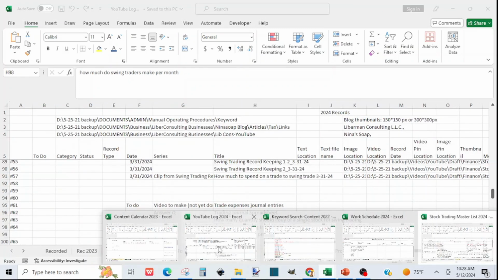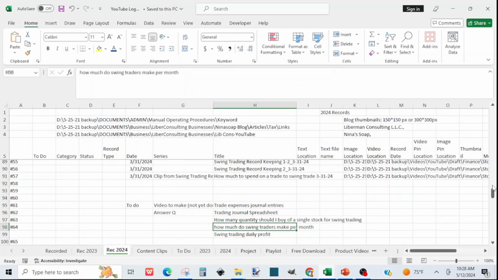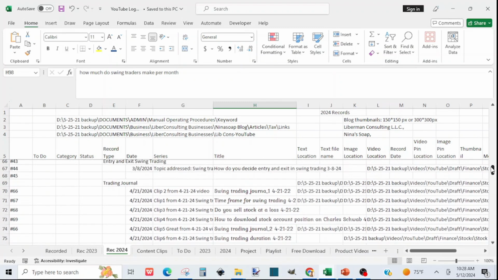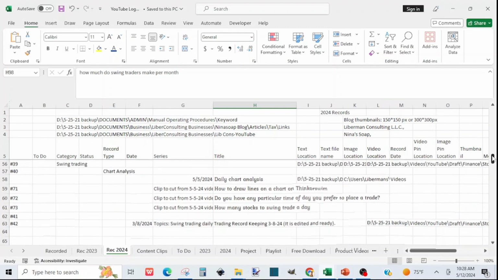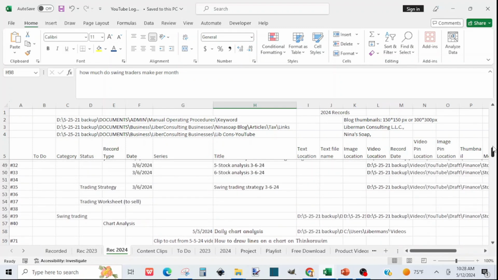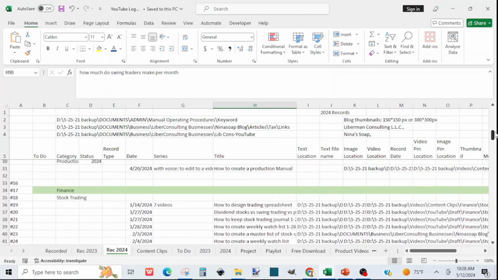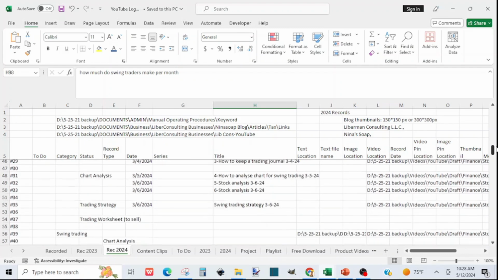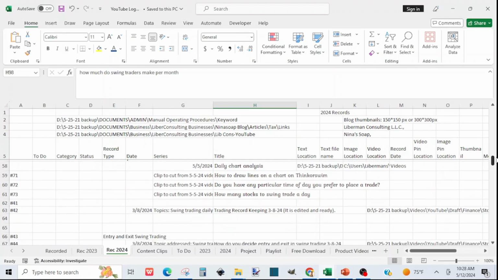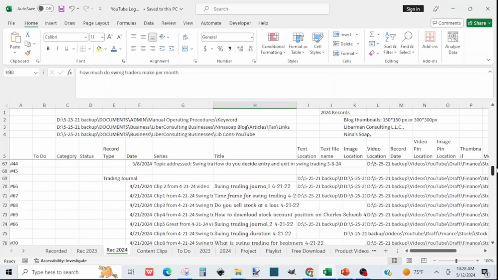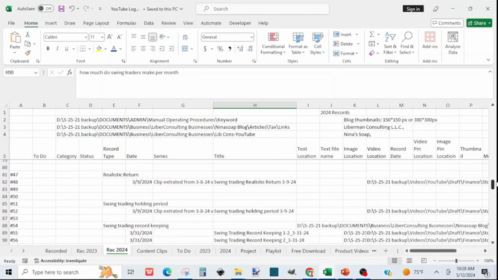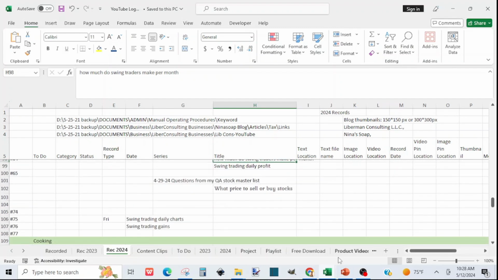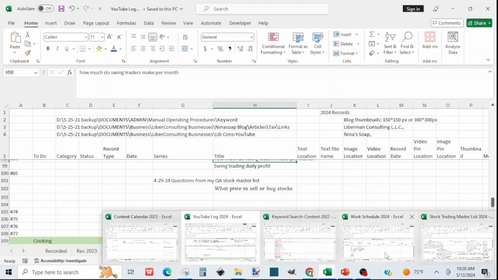In 2024, I created content for swing trading, and that is pretty much what we are looking at here. Anything under finance will be related to trading. I've created a lot of content here already, more than one year's worth. But then I ask myself, okay, I need to organize it properly.